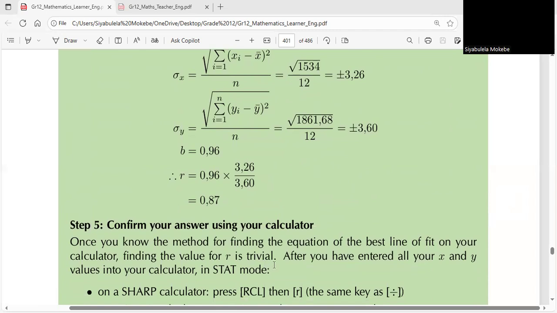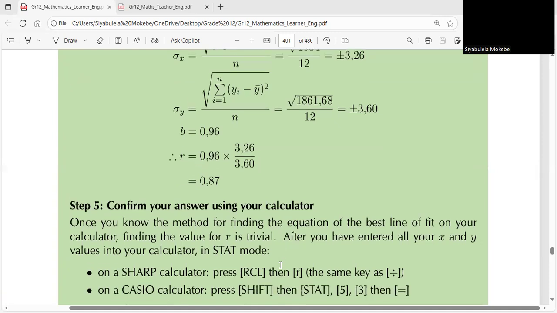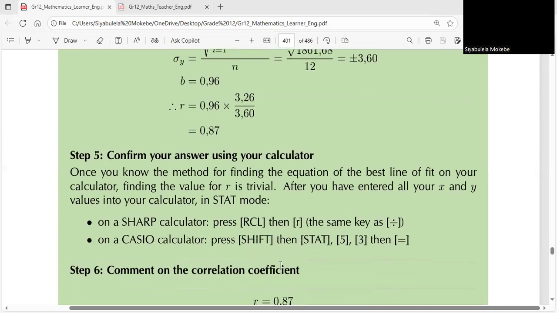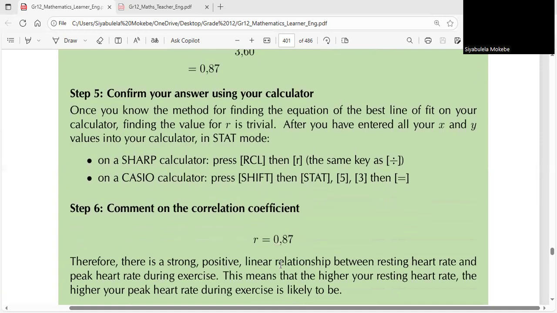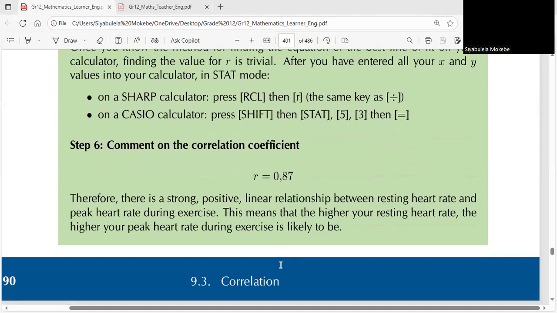After you have entered all your X and Y values into your calculator in stat mode, on the Casio calculator, press Shift, then Stat, 5, 3, then equals 2. Now comment on the correlation coefficient. Therefore, there is a strong positive linear relationship between resting heart rate and peak heart rate during exercise. This means that the higher your resting heart rate, the higher your peak heart rate during exercise is likely to be.